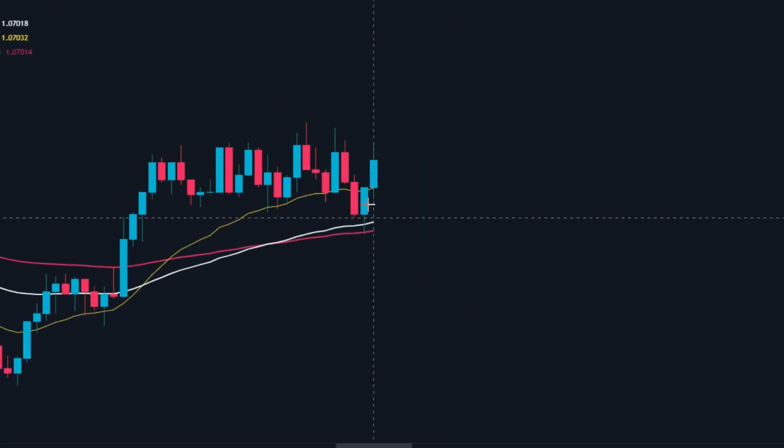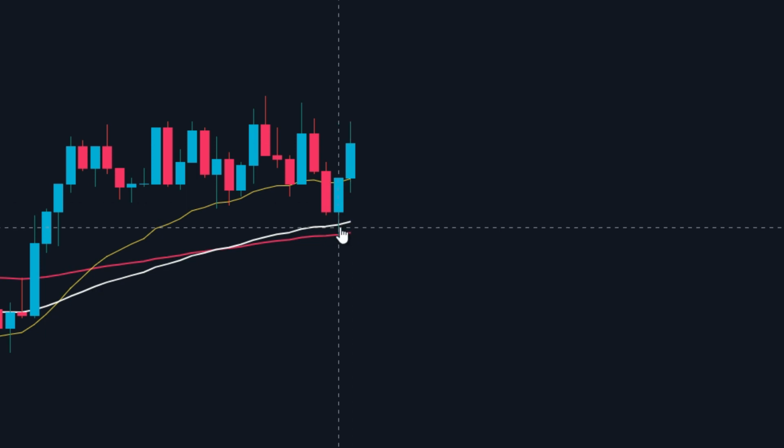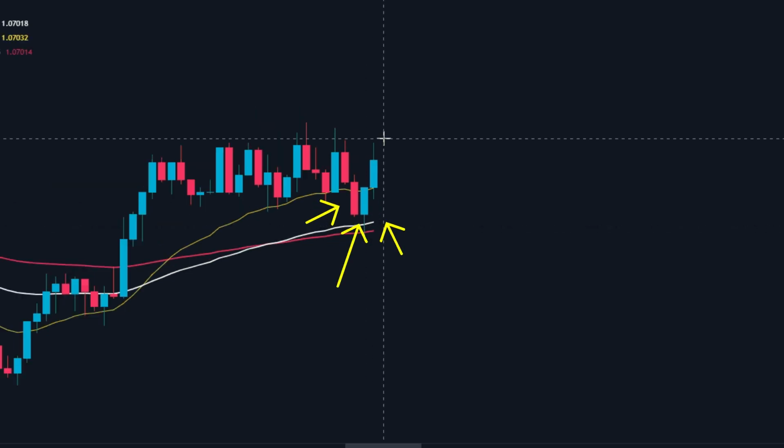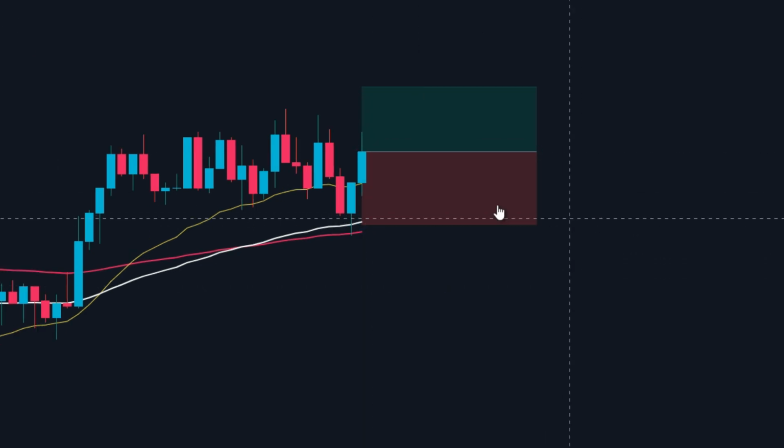Here is a valid long entry. As you can see, the white EMA is clearly away from red EMA. Plus there is a clear price rejection after the pullback. Hence this entry is a valid long entry.